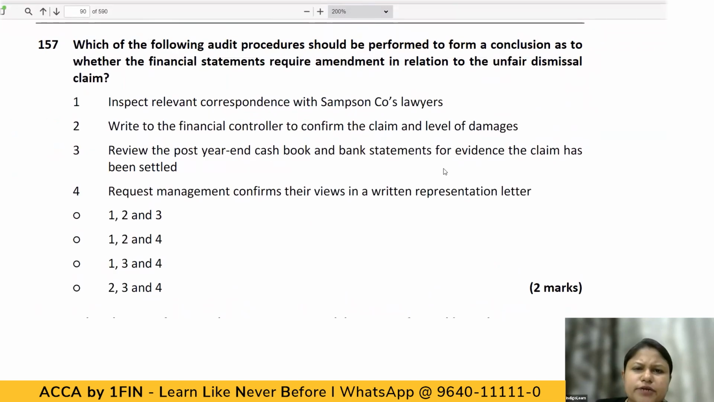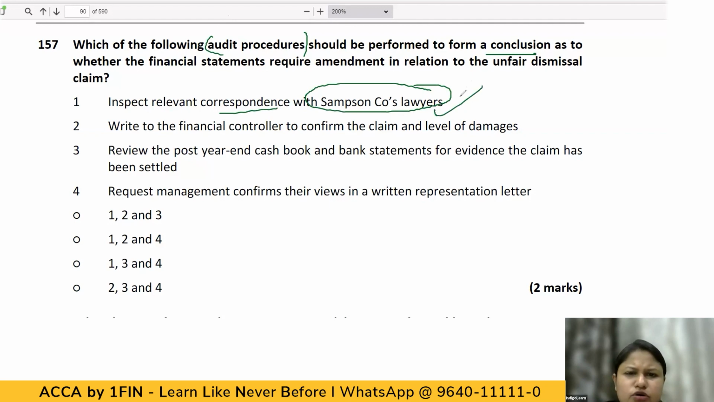Which of the following audit procedures should be performed to form a conclusion as to whether the financial statements require amendment in relation to the unfair dismissal? So whether you need to make an adjustment or not in the financial statements, how will the auditor arrive at a conclusion? First of all, you will inspect relevant correspondence with the company's lawyers, to understand whether there is a probability of outflow or not. First of all, you have to have the conversation with the lawyers. So this you have to do.